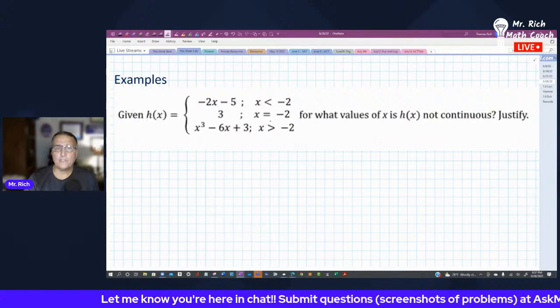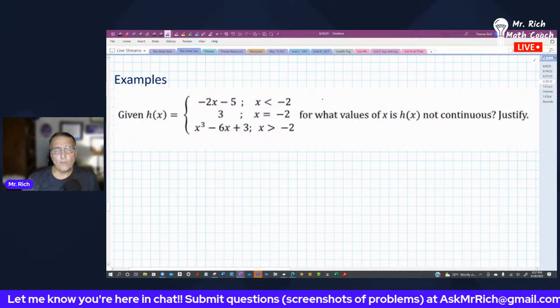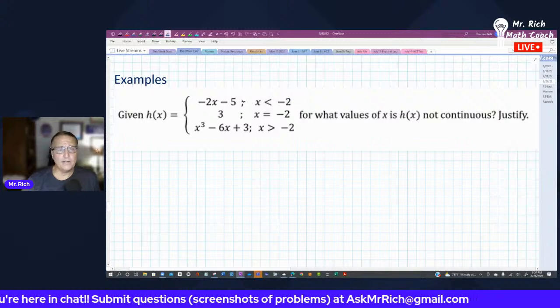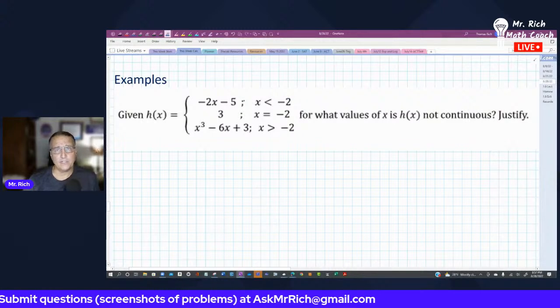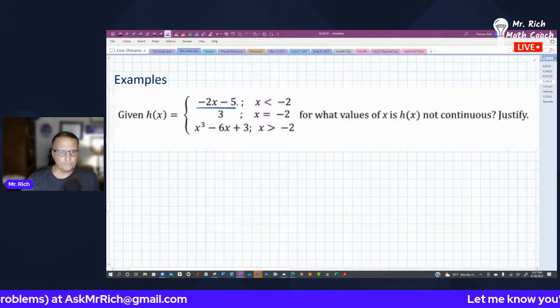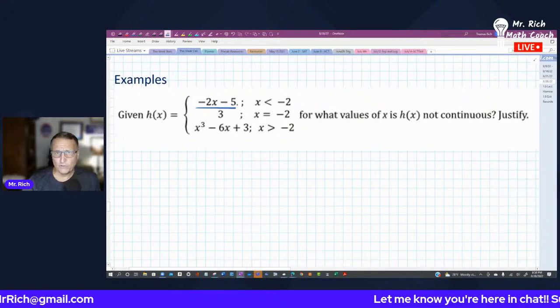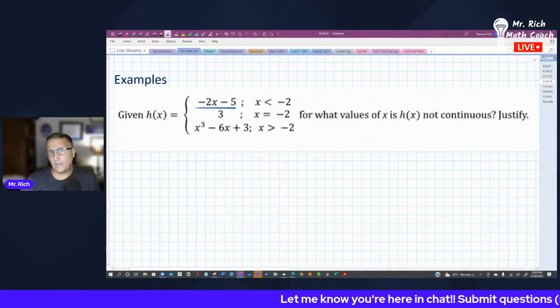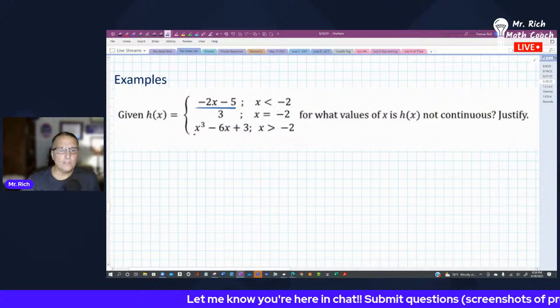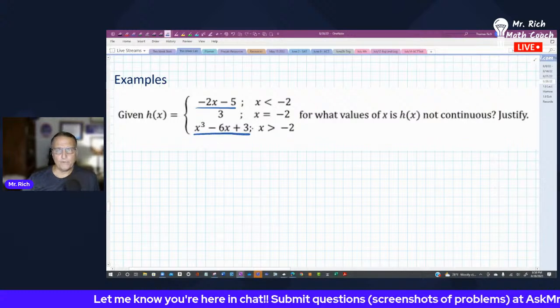But let's consider these other functions. Are there other places besides negative 2 where I might see discontinuities? Well, this function right here is a linear function, which I could classify as a polynomial, just as x cubed minus 6x plus 3 is also a polynomial.